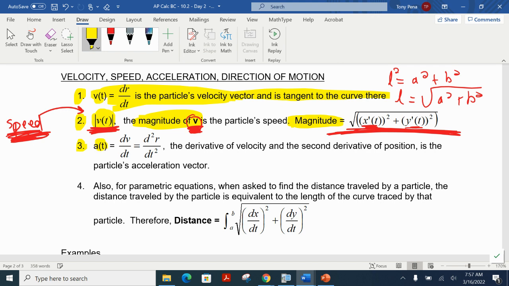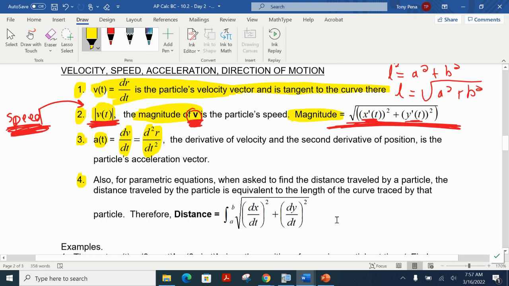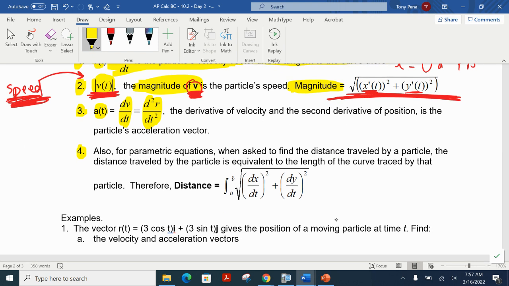3, if I want the acceleration, it's the same as what it always has been. It is the second derivative of our position, or the derivative of our velocity. That's what this just says here. The derivative of velocity, and the second derivative of position, is the particle's acceleration vector. And then the last thing we want to get down says, also for parametric equations, when asked to find the distance traveled by a particle, remember we have done distance before as well. We did it at the very end of the semester, last semester.